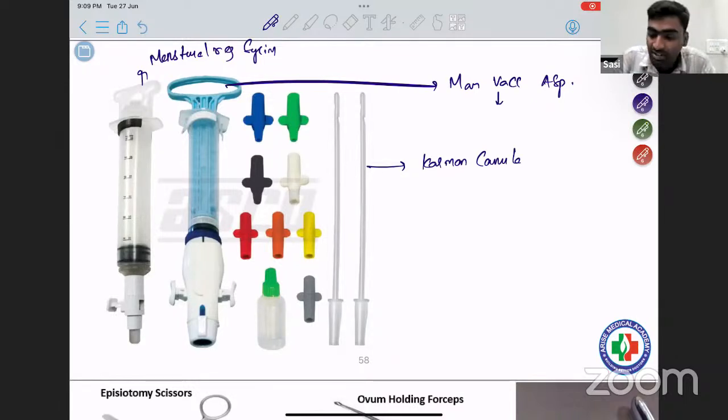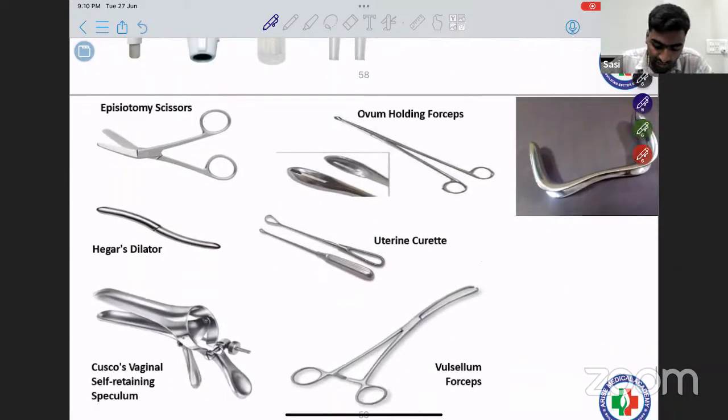And this manual vacuum aspiration, what is the pressure which is being generated? Answer in the chat box. It will generate 660 millimeter of Hg pressure, and it can hold up to 60 ml of content. Fine. You just remember these 2 points. This is about instruments, and we'll move on with the instruments.